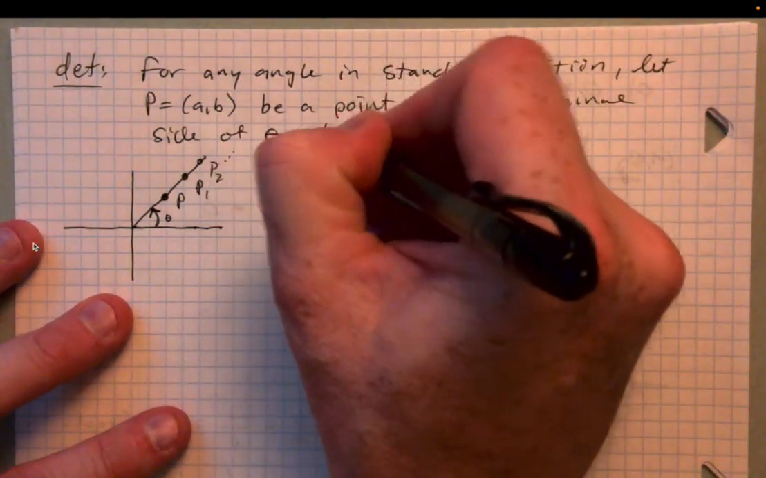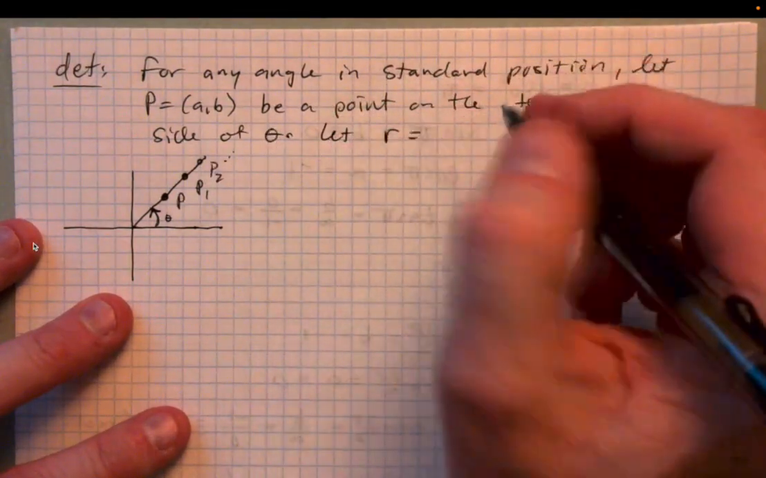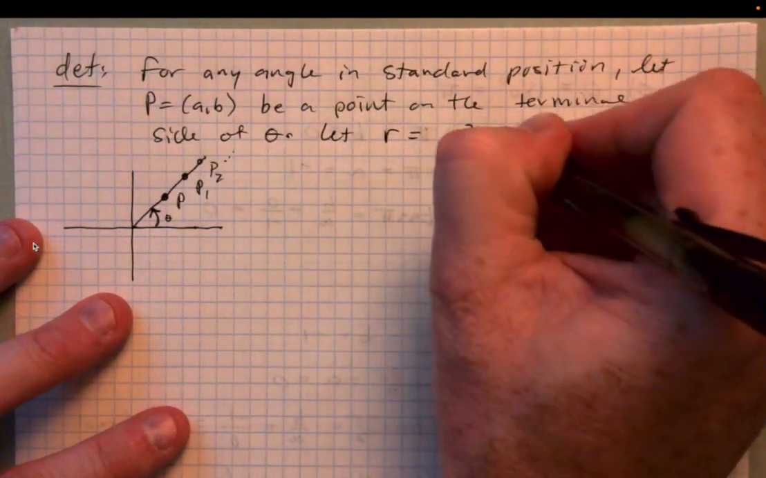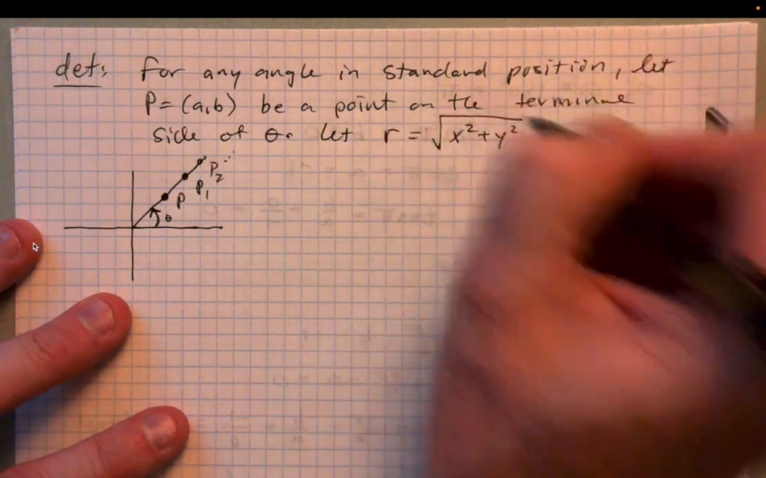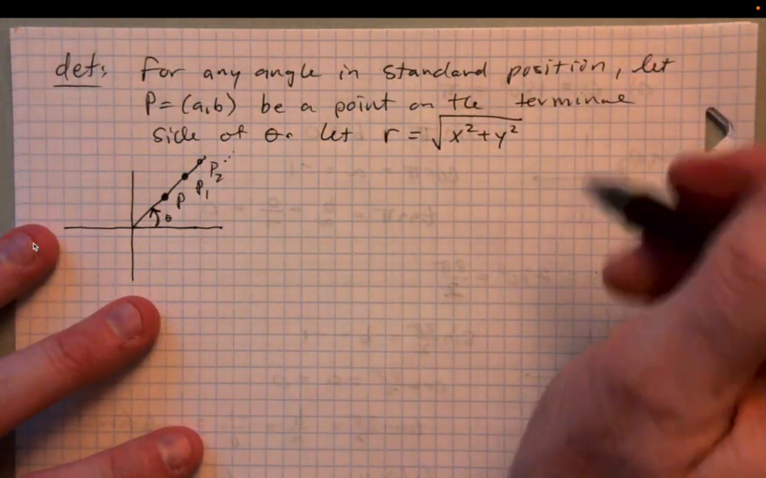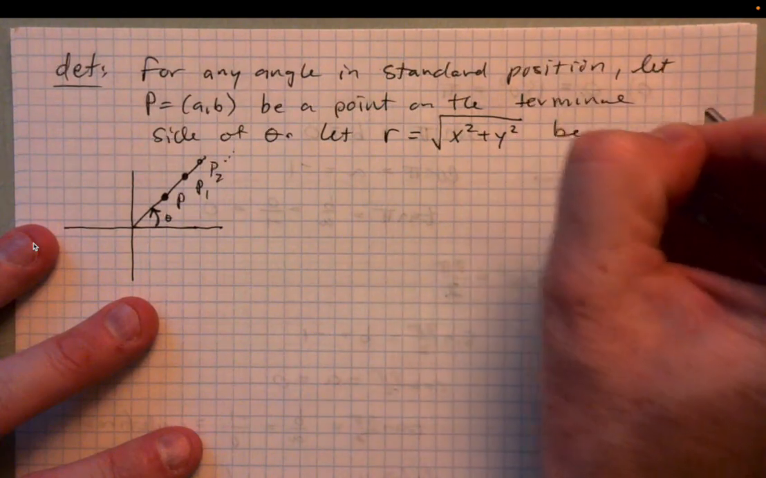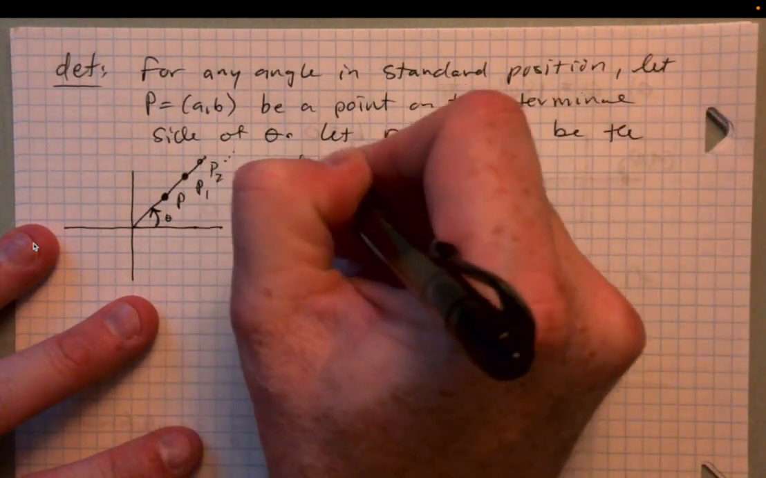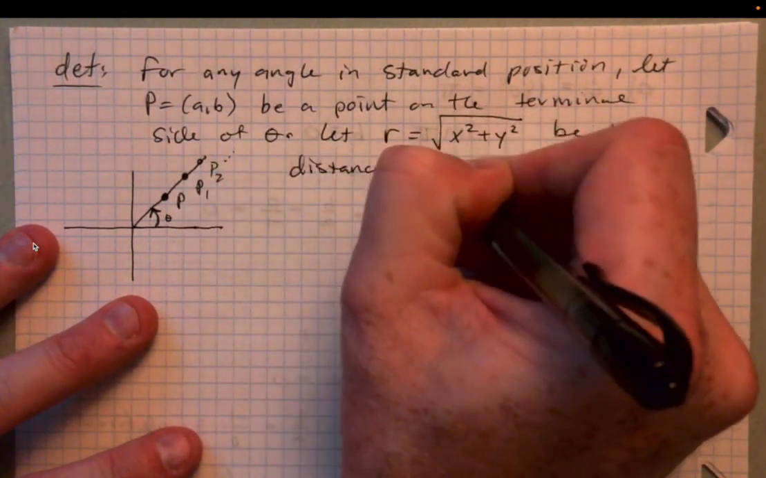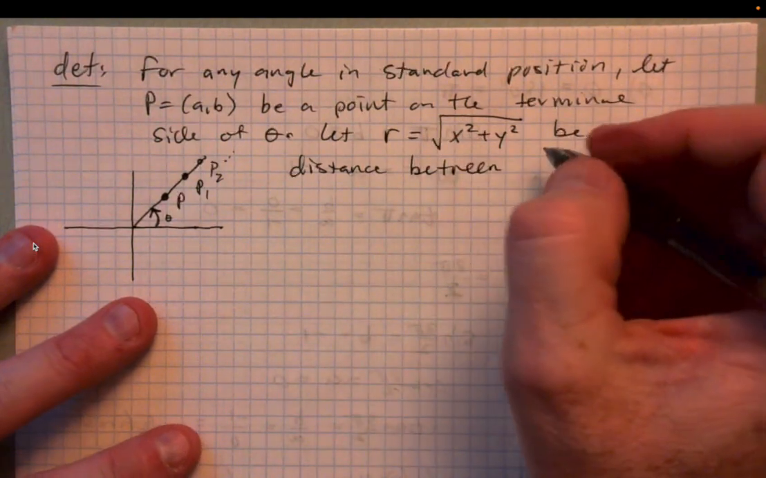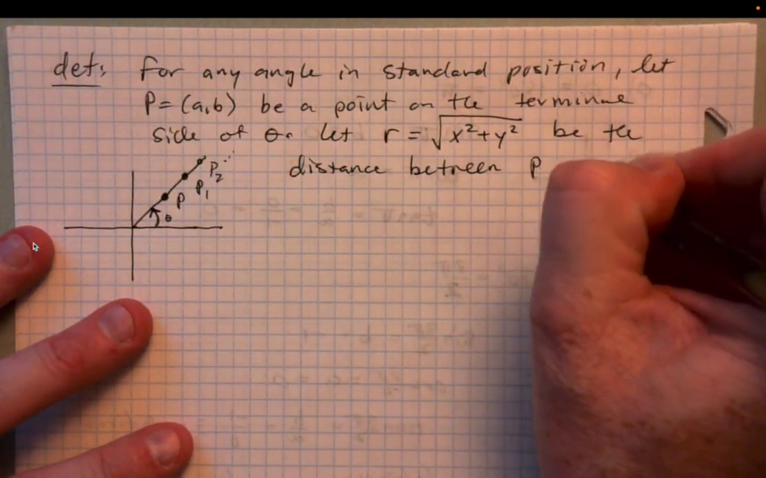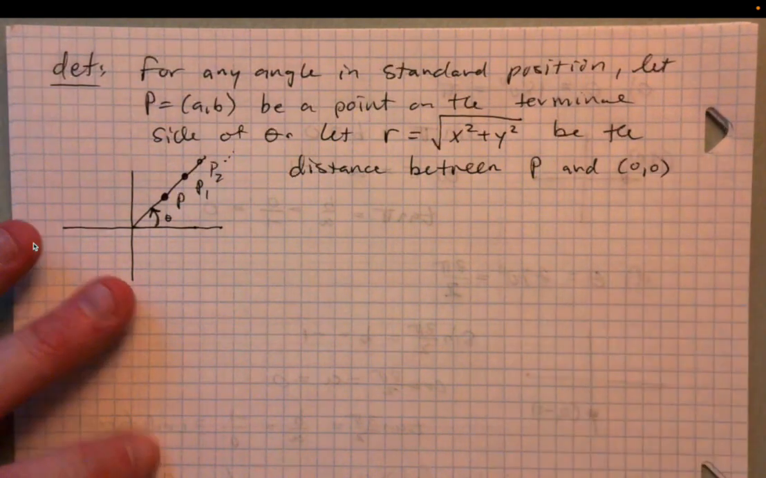And then we're going to let r, which will be equal to the square root of x squared plus y squared, be the distance between P and the origin. Okay.